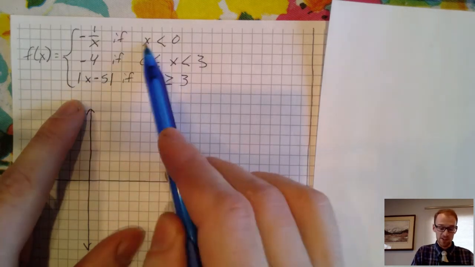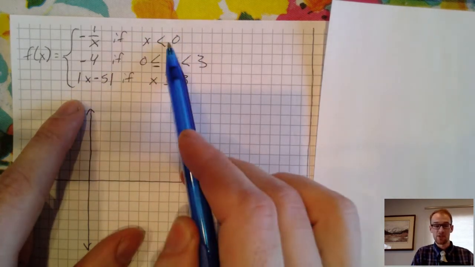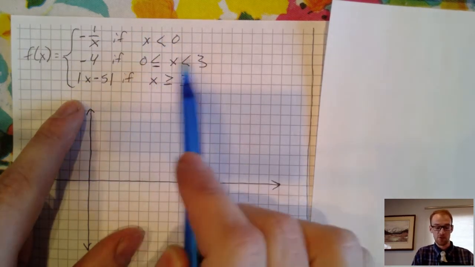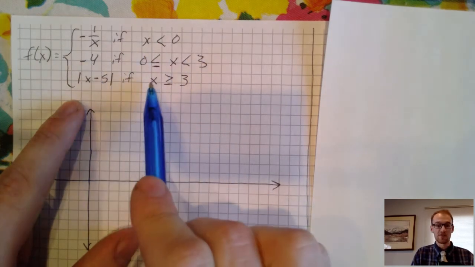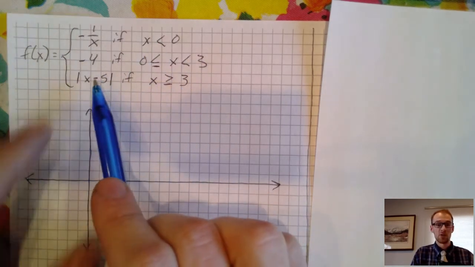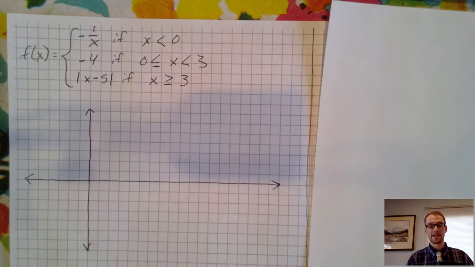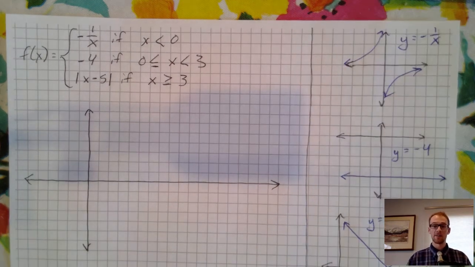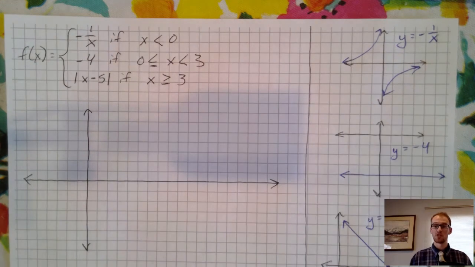For x values less than 0, we graph this. For x values between 0 and 3, we graph that. And for x values greater than or equal to 3, we graph that. That is the routine for piecewise functions. It's got three parts. So to help us graph this, I graphed each part by itself individually over here.